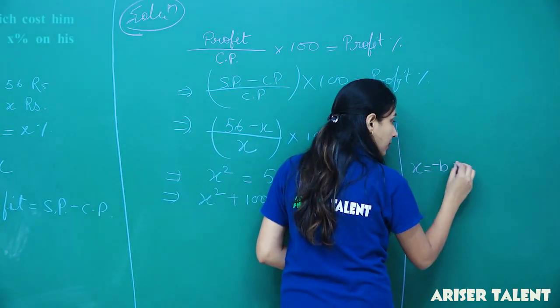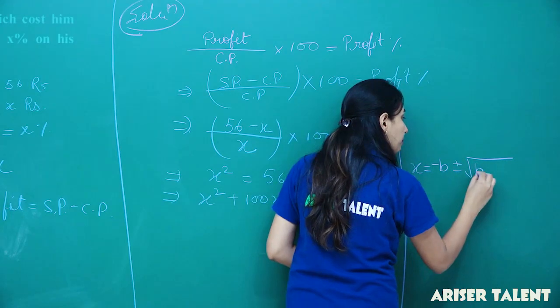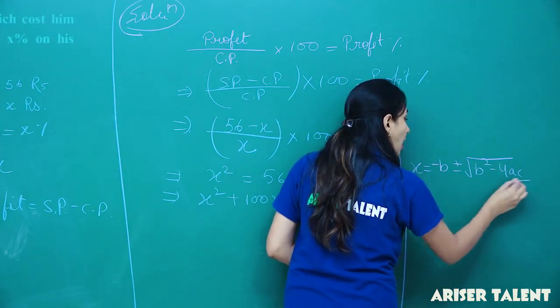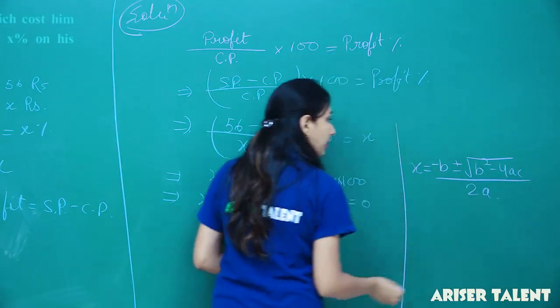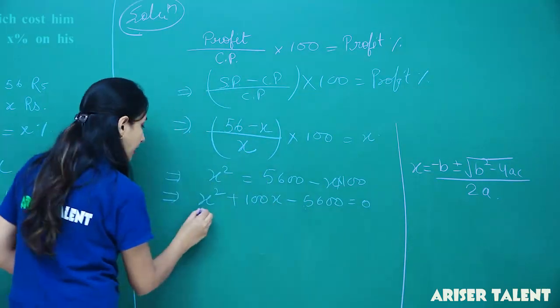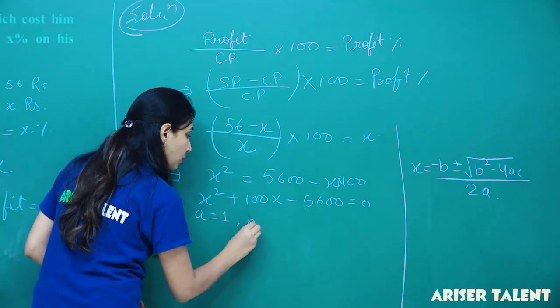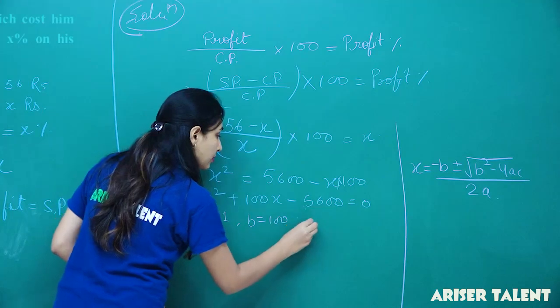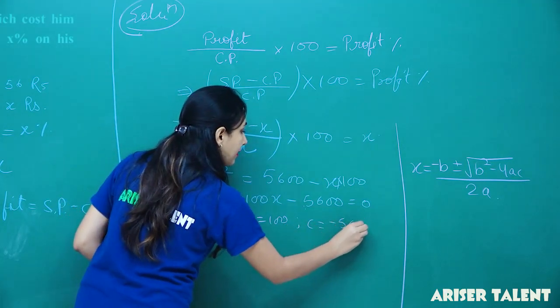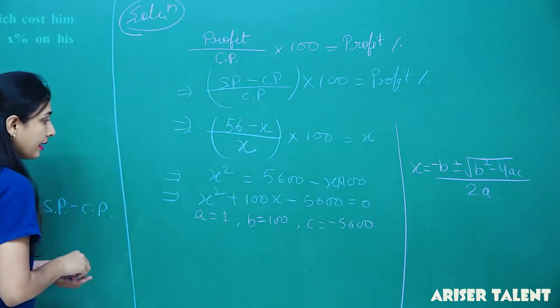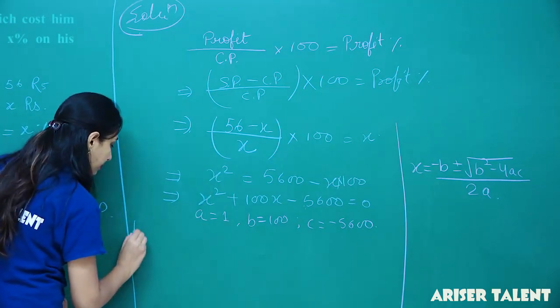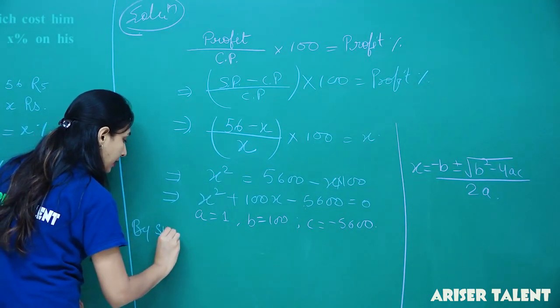X equals minus B plus minus root of B square minus 4AC upon 2A. Now in this case, students, A equals 1, B equals 100 and C equals minus 5600. So I am just putting the values by Sridharacharya formula.